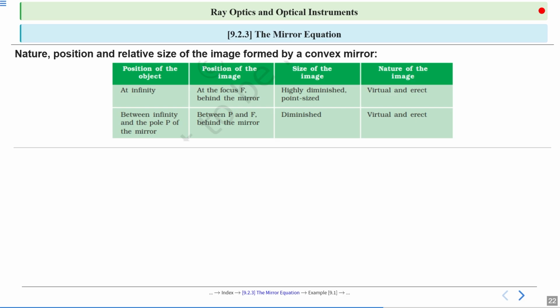And when the object is between infinity and the pole of the mirror, then the image will be between pole and focus, always behind the mirror, the size of the image will be diminished, and the nature will be virtual and erect.